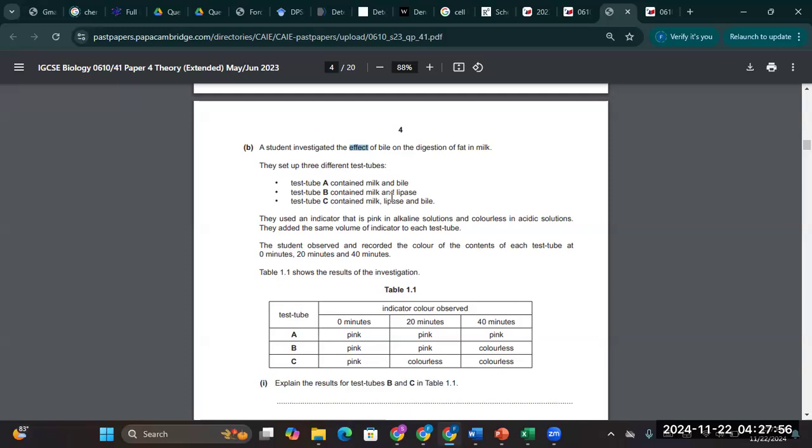Okay, first of all, let's do a discussion. Why do you think, Hajra, they're adding an indicator? How will the indicator help them figure anything out? How will it help them get any results? What does an indicator have to do with acidic or alkaline? Which part of this experiment is related to acidic and alkaline?